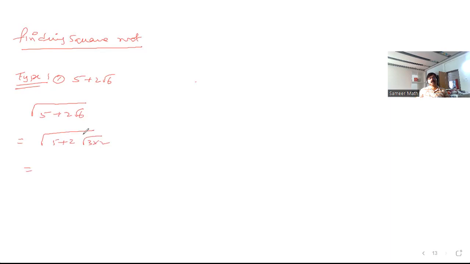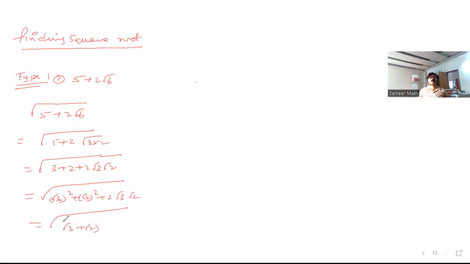1 into 6 is also there, but that is not suitable for this. 1 plus 6 is what? 7, not suitable. So what to do here? Suitable one you have to write here, like this. And afterwards, you write here like this 3 plus 2 root 3 root 2. And this can be written as root 3 whole square plus root 2 whole square plus 2 root 3 root 2. In type 1, I'm doing here root 3 plus root 2 whole square. So finally, write always bigger one first, that is the safer side, because result of square root is always positive.